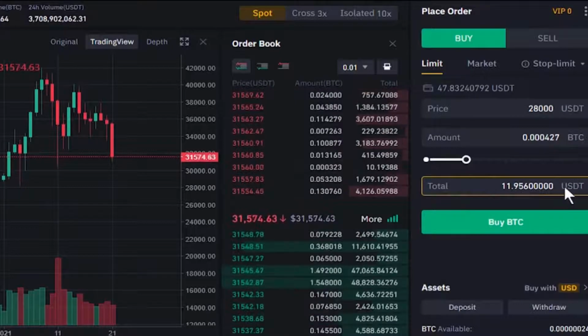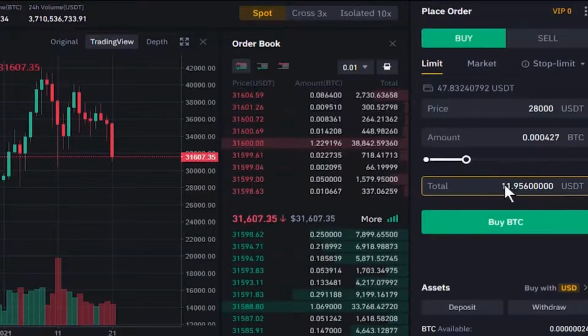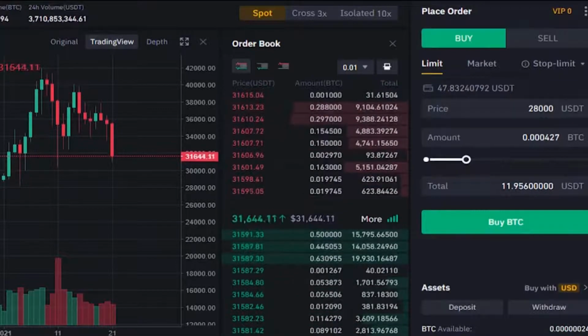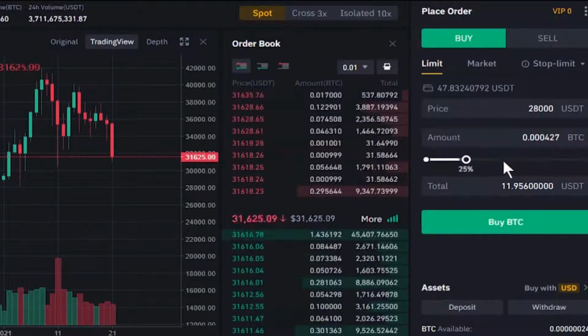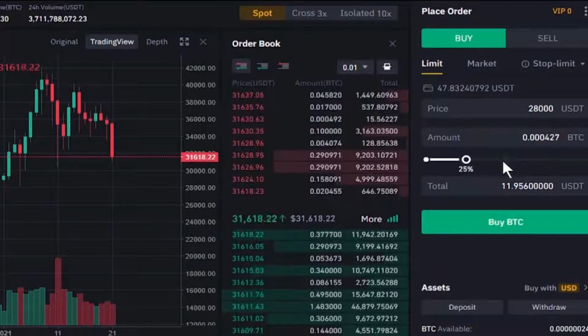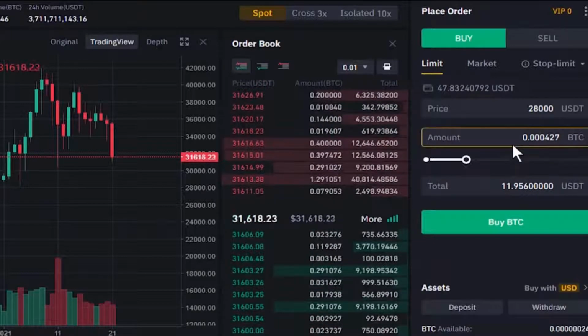11.95 USDT, as you can see. Actually, this will be deducted from the Tether amount that I have available here. And one thing I forgot to say in market order is that the minimum order amount that you can place in Binance is 10 Tether.